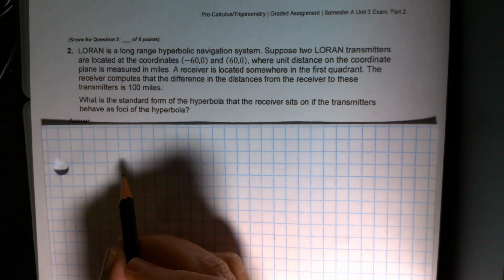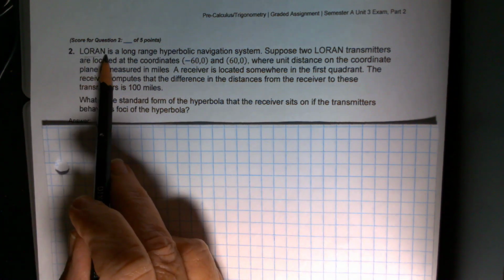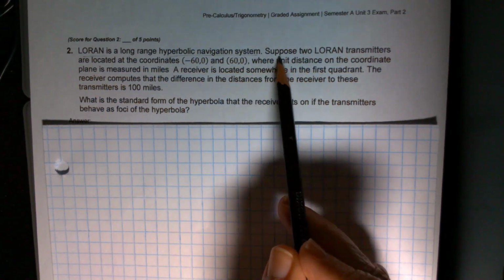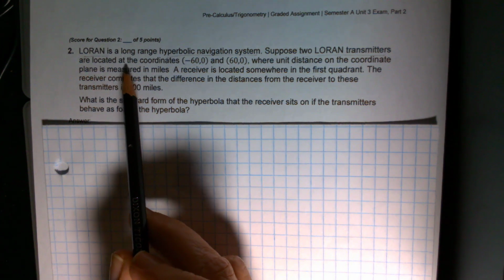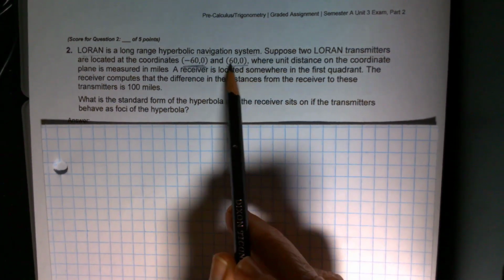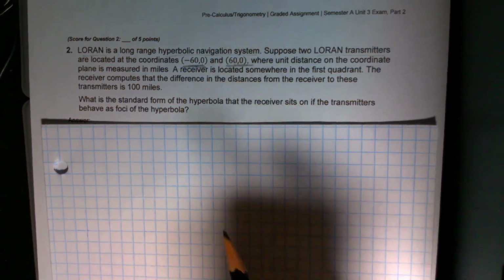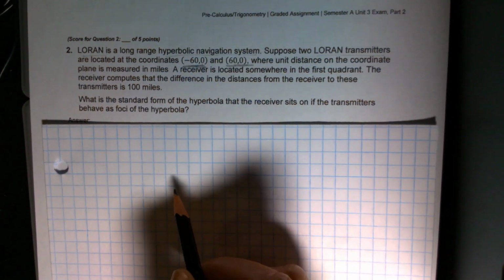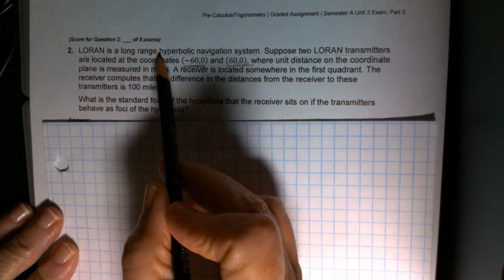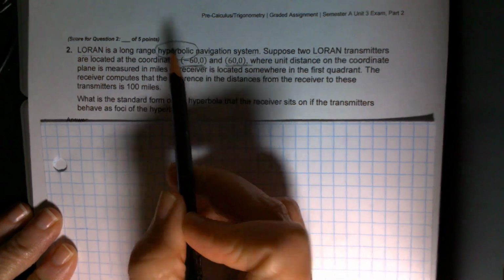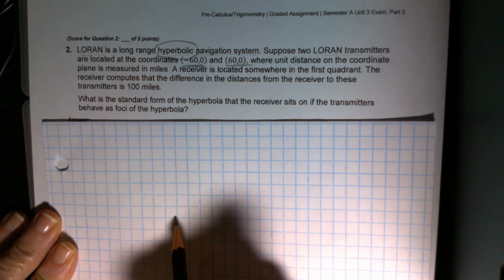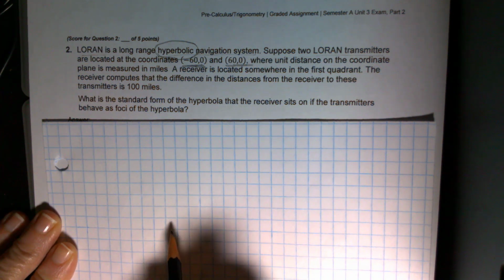For question 2, it says that LORAN is a long-range hyperbolic navigation system. Suppose that two LORAN transmitters are located at the coordinates -60, 0 and 60, 0. So I'm going to sketch that to get an idea of what it is, but I've already been told that it's hyperbolic, so I know I'm going to be dealing with the equation of a hyperbola.